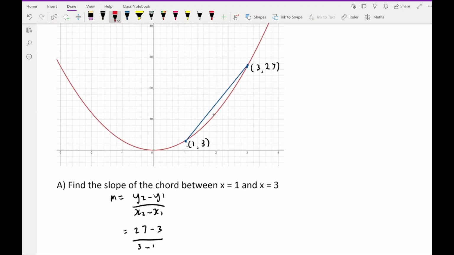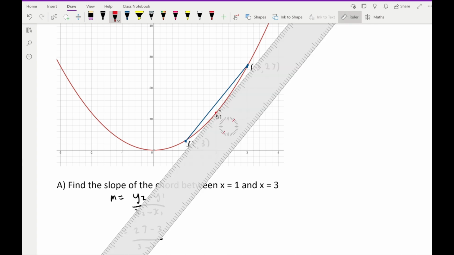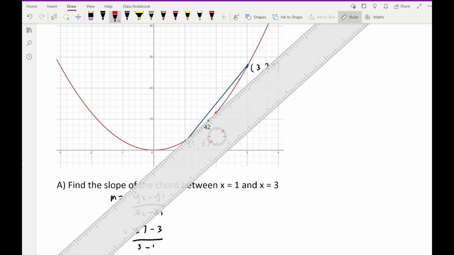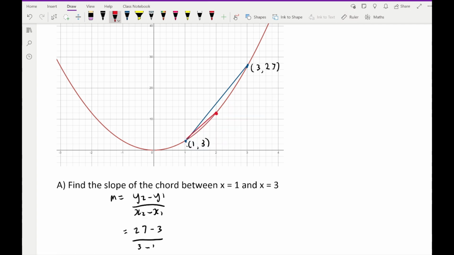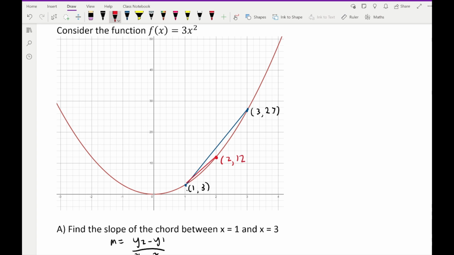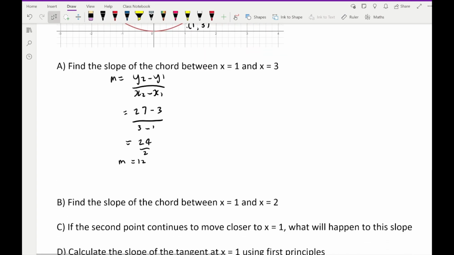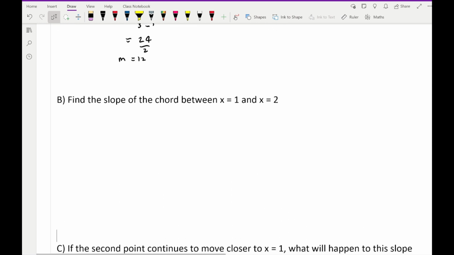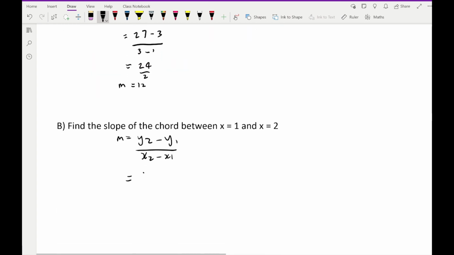Alright, cool. Next we're going to find the slope of the chord between x equals 1 and x equals 2. So if I put in this point at x equals 2 and we look at the slope, well, that slope's going to be slightly less steep. Let's have a look. So this next point here is going to be 2, and if it's 3x squared, that's 3 times 2 squared, which gives me 12. Great. So the slope here is still going to be the same formula, y2 take y1 over x2 take x1. So that's 12 take 3 over 2 take 1, which is 9 over 1, which is just 9.